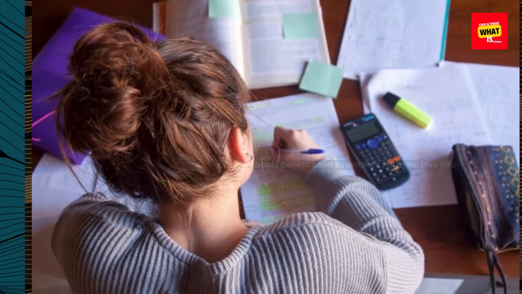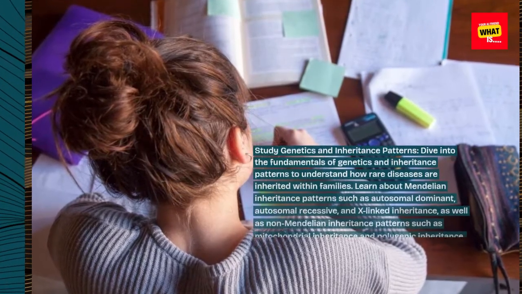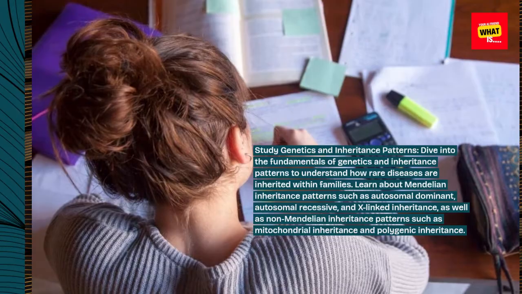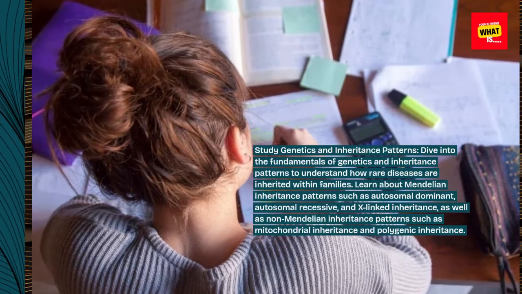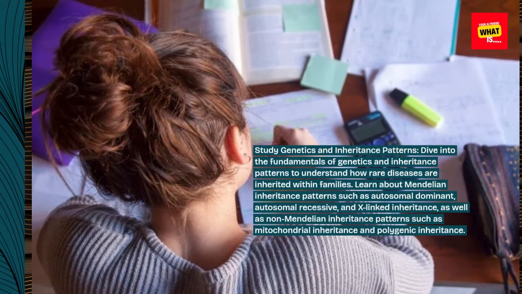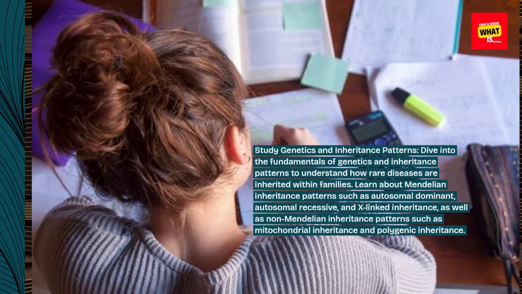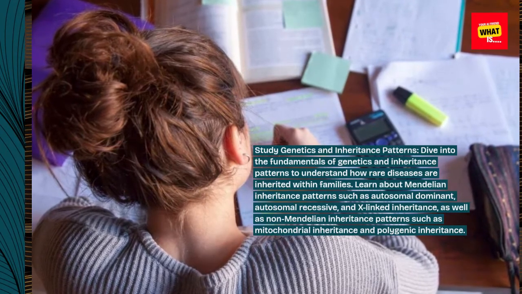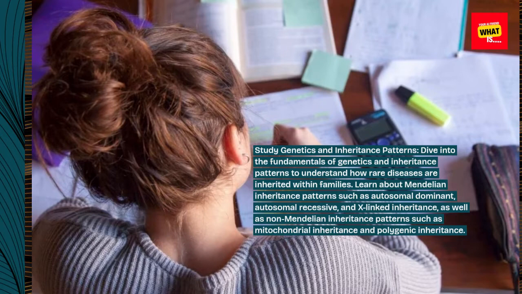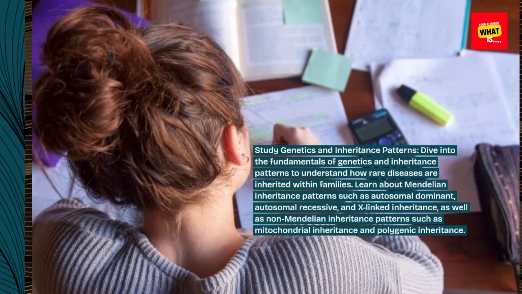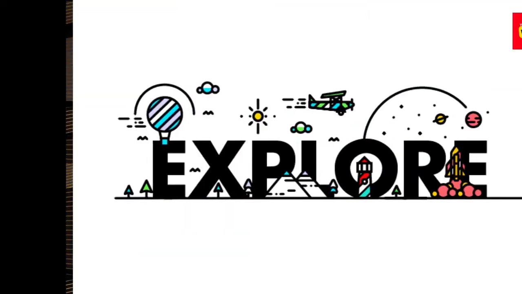Study genetics and inheritance patterns. Dive into the fundamentals of genetics and inheritance patterns to understand how rare diseases are inherited within families. Learn about Mendelian inheritance patterns such as autosomal dominant, autosomal recessive, and X-linked inheritance, as well as non-Mendelian inheritance patterns such as mitochondrial inheritance and polygenic inheritance.